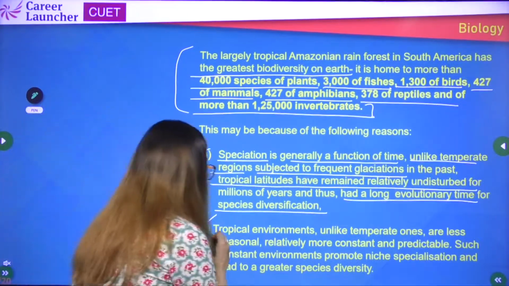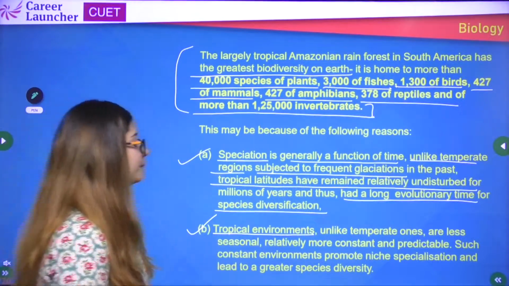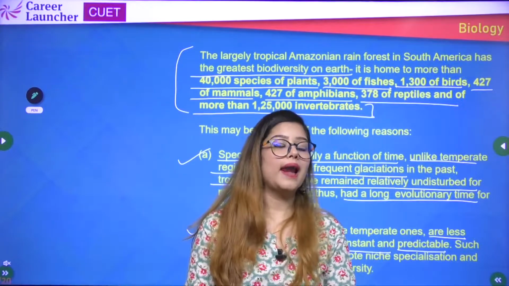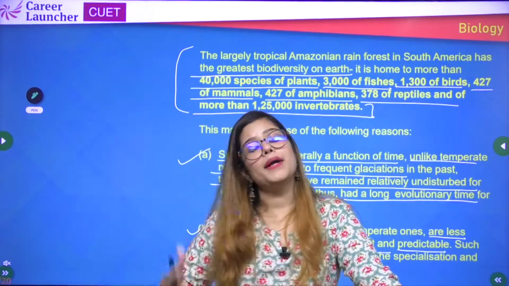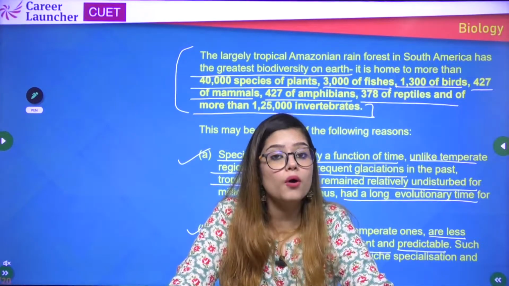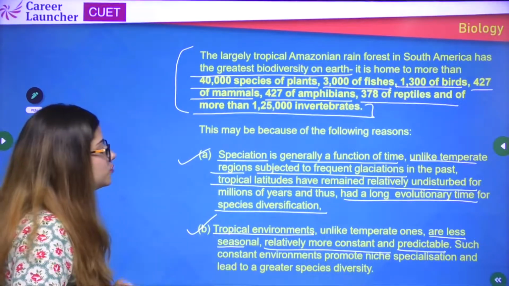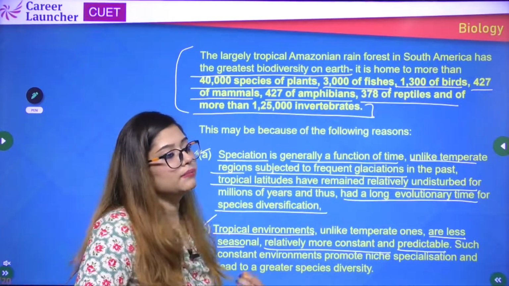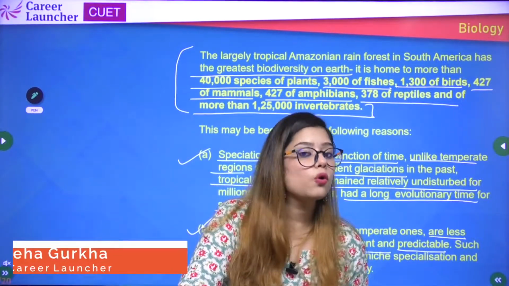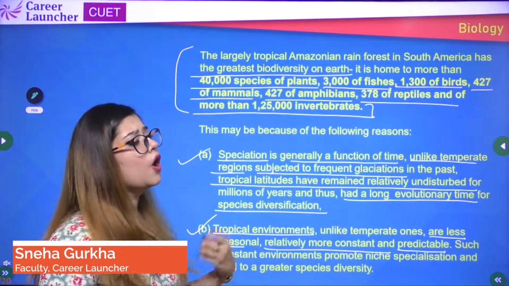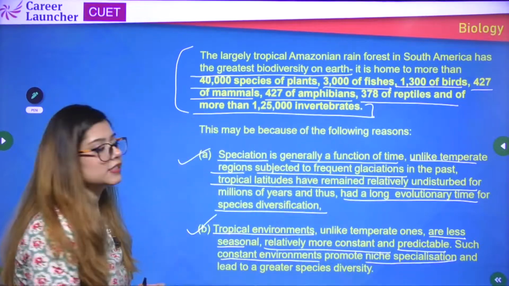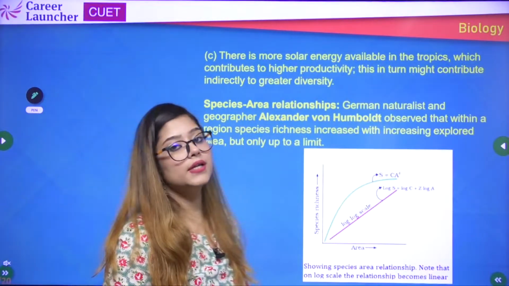Second reason is that the tropical environment is less seasonal, relatively more constant and predictable. So the climate also plays a very important role. If the climate changes very frequently, is unpredictable or highly variable, then obviously it is not going to support species diversification, right. If we look at the climate of temperate regions, it is unpredictable, variable, it's not that constant. The climatic conditions of the tropical environment are more constant, and that is why it has more species diversification. So constant environment promotes niche specialization, right, and it leads to a greater species diversity.